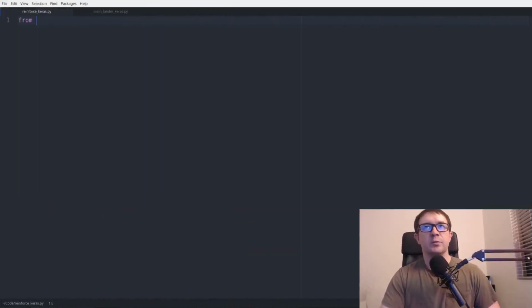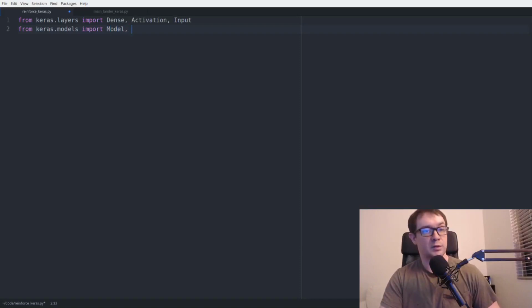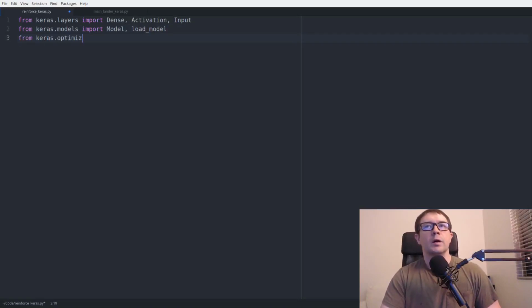So we start as usual with our imports. We want to import our layers, which will be Dense for the neural network, Activation for an activation function, and Input as an input layer. We will also need to import Model to construct our model, as well as load_model to handle model saving and loading, or loading more specifically. We will also need an optimizer. In this case, we will be using Adam, though you could use stochastic gradient descent or any other optimizer that you choose. I tend to lean on Adam because it makes life easy.